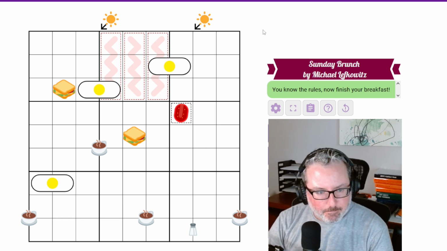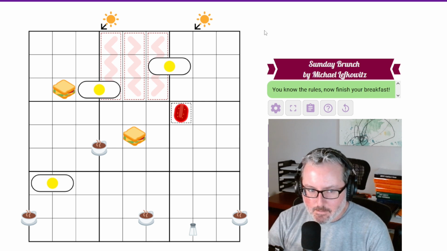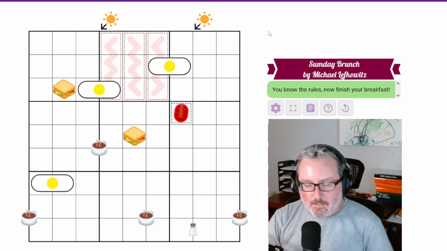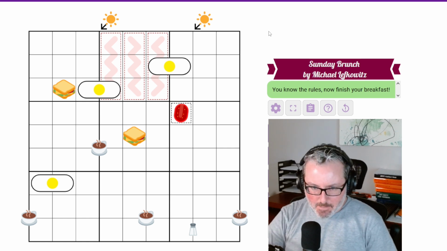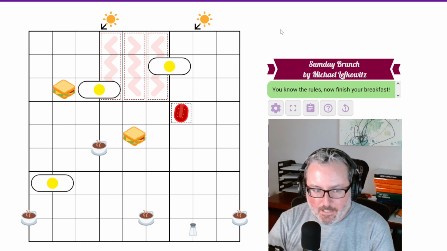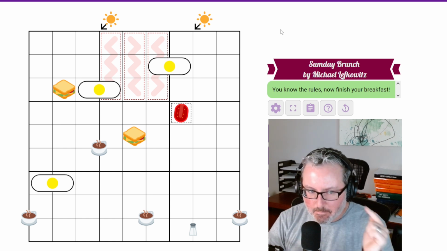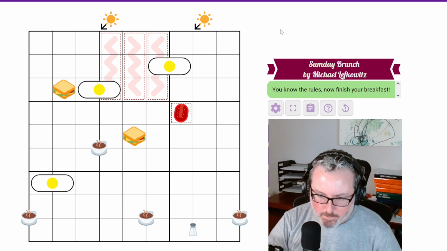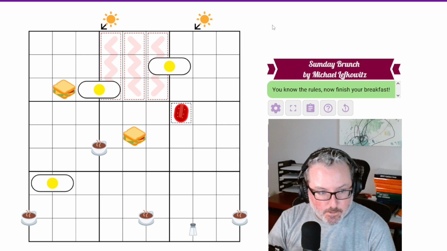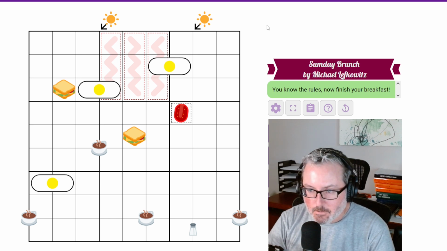Now, where to start? It's been a few days since I've done the last one of these, and a few more days since I've done the first couple, so I've got to remember the rules. I wrote them down, but it might take me a second to get my mindset back into what is what. So, as you can see, the rules for this one are, you know the rules, now finish your breakfast.